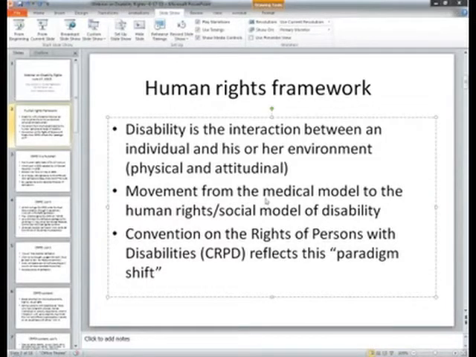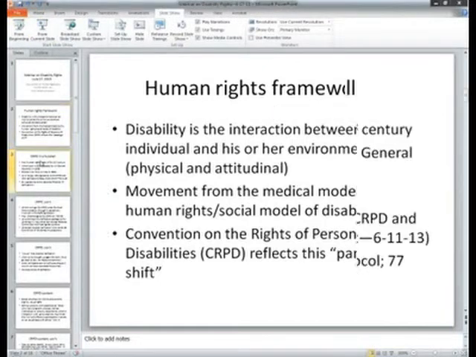Okay. And I'm going to talk quite a bit about the Convention on the Rights of Persons with Disabilities, the CRPD. It is important to understand that the CRPD reflects this social model, human rights model of disability, and what many individuals refer to as the paradigm shift, drawing on the term that Thomas Kuhn used many years ago in his writing, and that has now become almost a standard thing for folks to say.